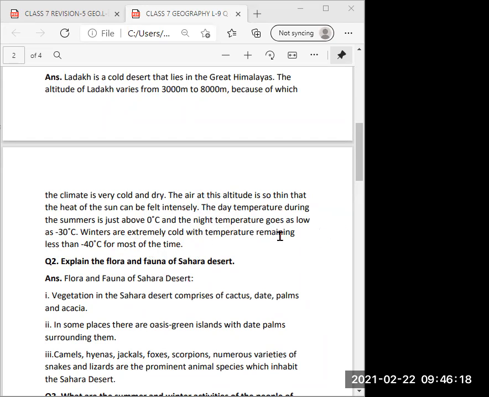The day temperature during the summer is just above 0 degrees Celsius. And the night temperature goes as low as minus 30 degrees Celsius. Winters are extremely cold with temperature remaining less than minus 40 degrees.